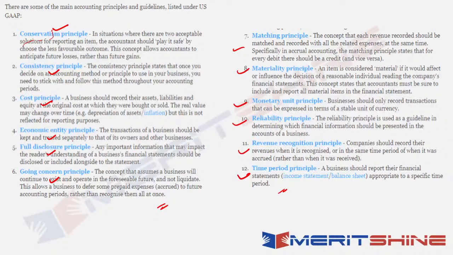The transaction of business should be kept separate from its owner and the other business. So if I and Abhishek sir have opened a company, it does not now say Merit Shine is not a separate entity from Samir or Abhishek. You cannot confuse both of them together. Merit Shine in itself is an entity now. That's your economic entity principle. That, I believe, is an important one. The rest also you can read. This will come many times. Why is the owner treated separately from the company? That's your economic entity principle.